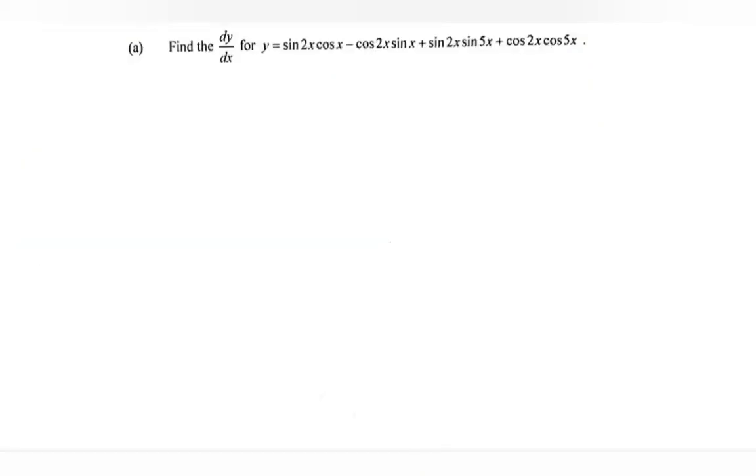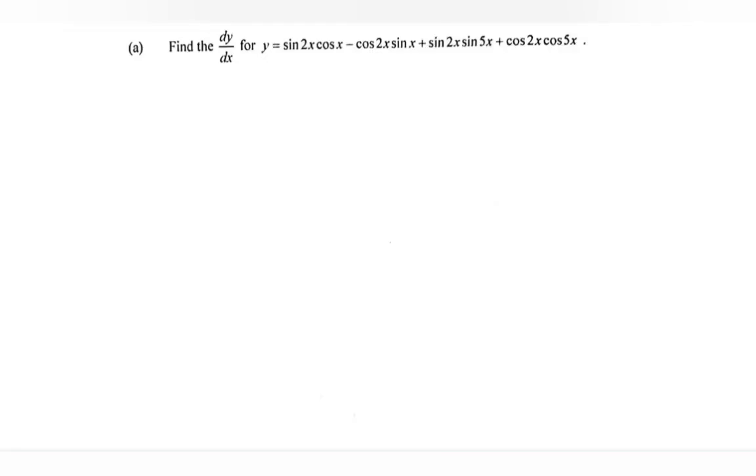Hello everyone, in this video I'm going to discuss the example for differentiation. Kindly refer to the question: find dy/dx for the situation given, where y equals sin 2x multiplied with cos x, minus cos 2x multiplied with sin x, plus sin 2x multiplied with sin 5x, plus cos 2x multiplied with cos 5x.